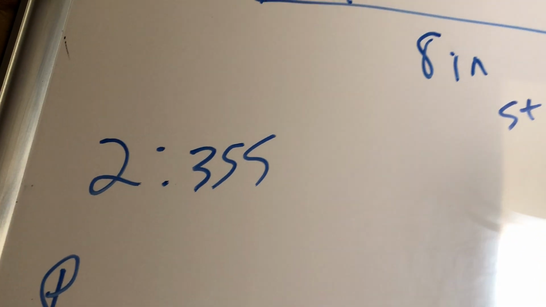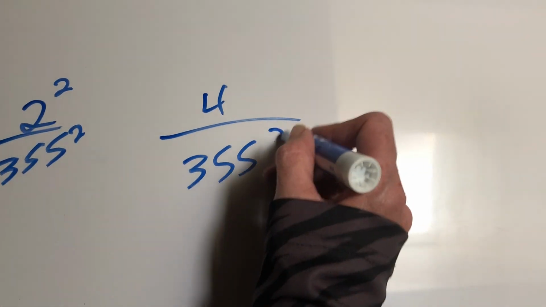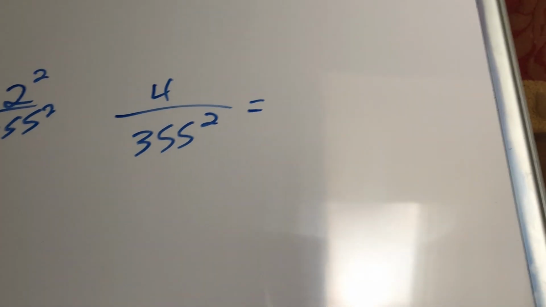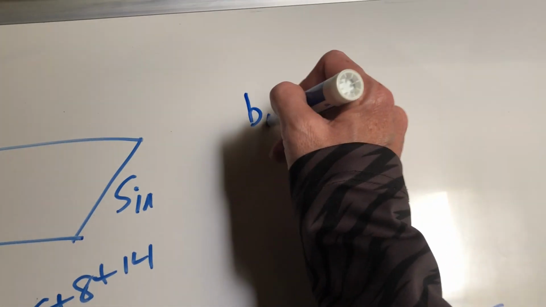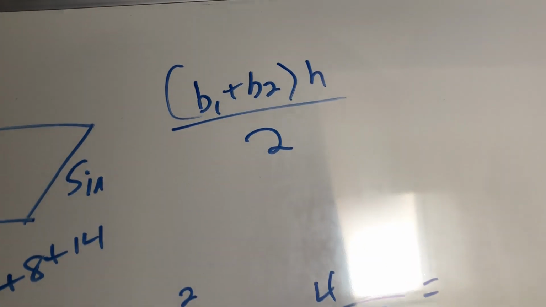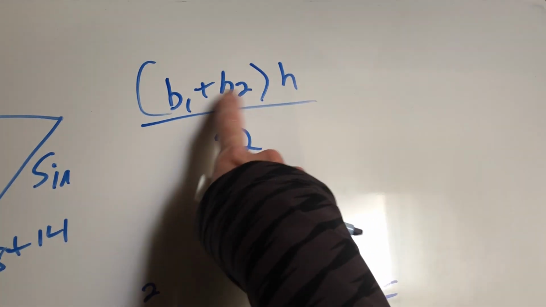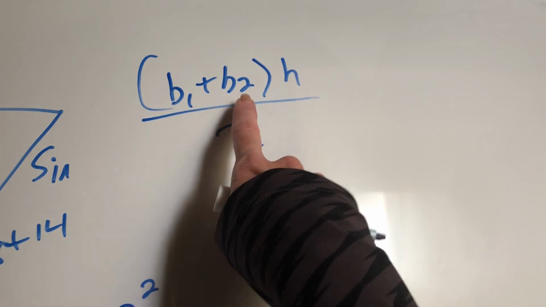Now we're looking for the area. So for the area, since my scale factor is 2 to 355, I've got to square it. So I'm going to put 4 over 355 squared. I'm not going to figure that out. We don't need to. We'll just have the 355 squared go along with us. We need to find the area of this trapezoid. Remember, area of trapezoid is B1 plus B2 times the height divided by 2. Again, several of you are not writing this formula correctly because you're putting parentheses around the H and not around the B1 and B2. But the parentheses need to be around the B1 and B2 so that you add the bases first, then multiply by the height, then divide by 2.